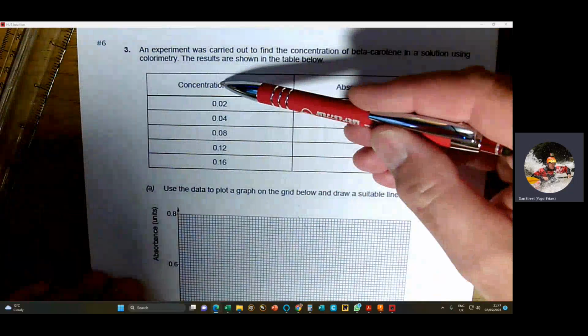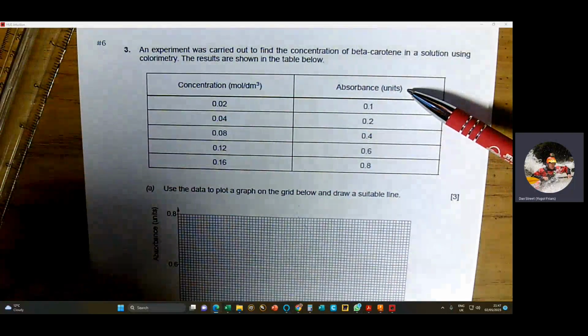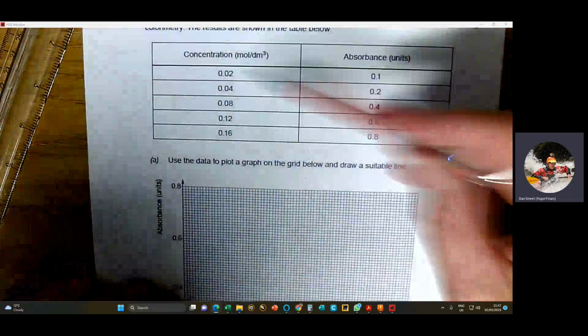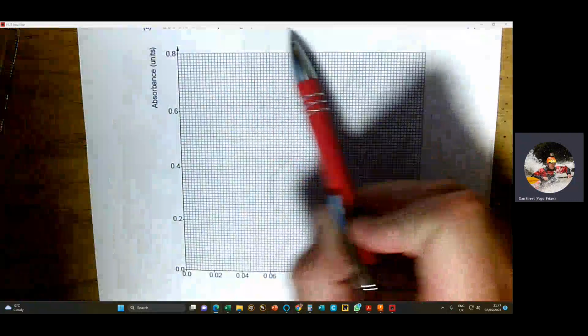Okay. So we've got two columns of data. We've got concentration, that's the strength of the beta carotene, and the absorbance, how much light this particular concentration of beta carotene absorbs. Now I can move the table slightly off screen, but you're asked now to use the data to plot a graph on the grid below and draw a suitable line. So on the graph, the axes are given to you, the labels are given to you, and you simply have to plot the data. There's 3 points for this, so there'll be 2 points for accurate plotting and 1 for a suitable line.